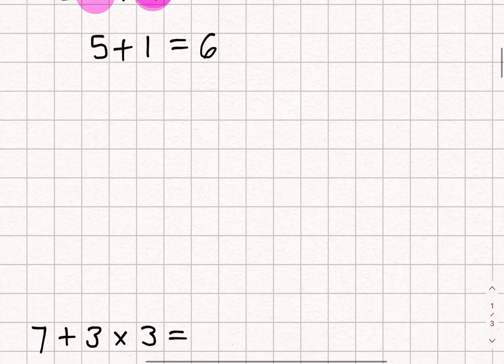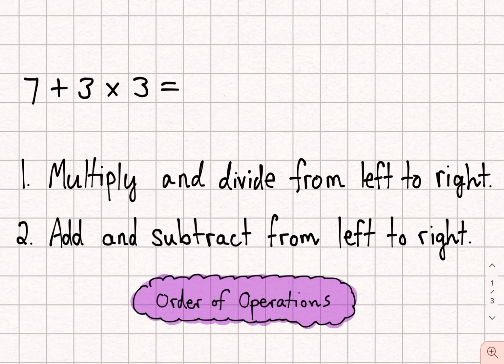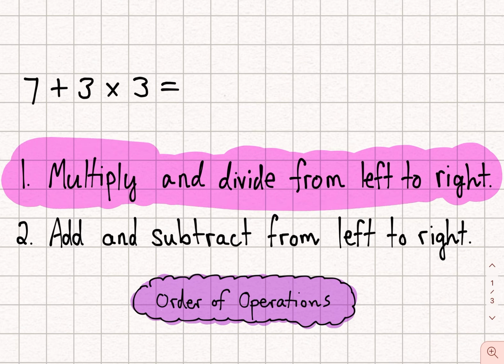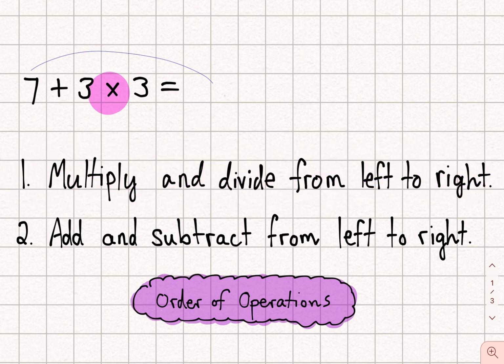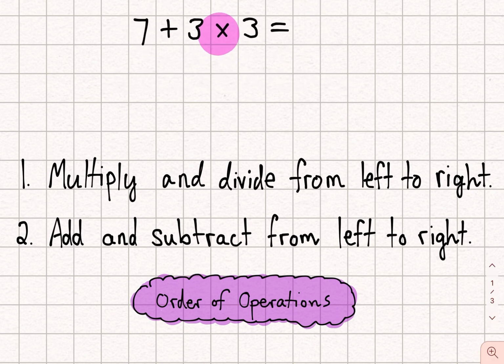Let's go ahead and try out this next problem here. Okay. Go ahead and write this problem here down in your math notebook. 7 plus 3 times 3. Let's follow these rules again. Multiply and divide first. Is there any multiplication or division in this problem? There is. So we're going to do that first. Remember, each time we're going to rewrite the problem. So we've got 3 times 3 first, so we'll write that down. That's 9. And then we'll write 7 plus 9.